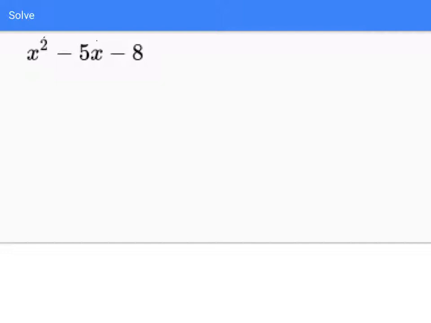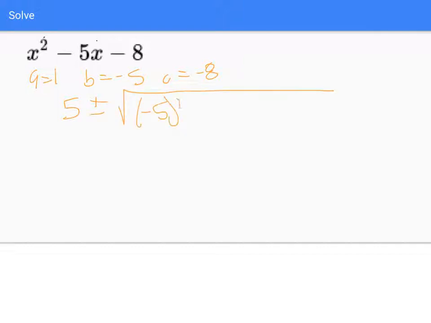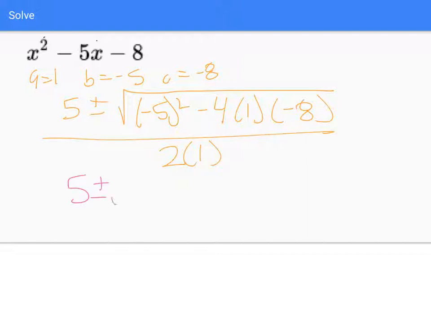Quadratic formula time. So a is equal to 1, b is equal to negative 5, c is equal to negative 8. Opposite b plus or minus the square root of b squared minus 4ac over 2a. So that gives me 5 plus or minus the square root. Again, you're just doing this portion right here.